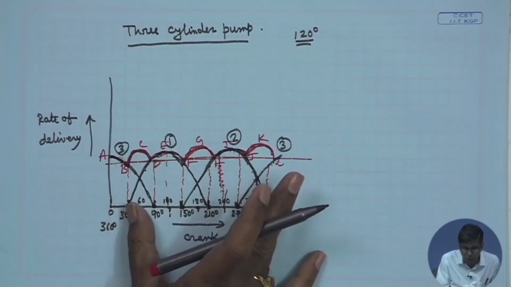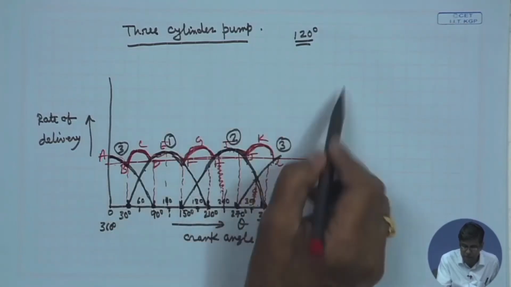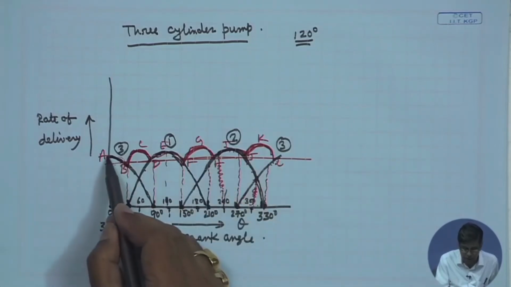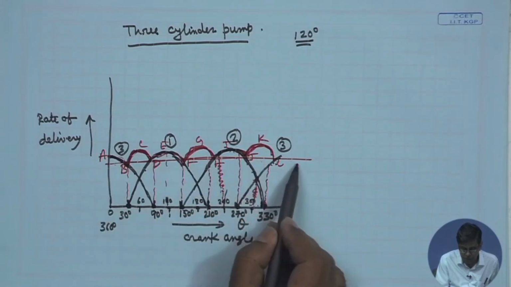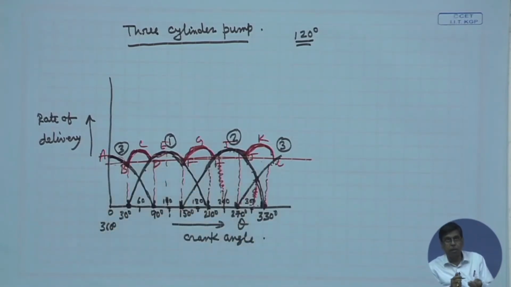And if you have more number of pumps instead of 3 cylinder pumps, equally spaced within the crank angle of 360 degrees for one revolution, you get a more even or uniform distribution, but still there will be a fluctuation like that. So this way, using a number of cylinders, we can reduce the fluctuation and get a uniform discharge rate from a reciprocating pump.